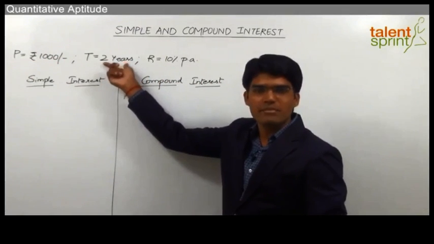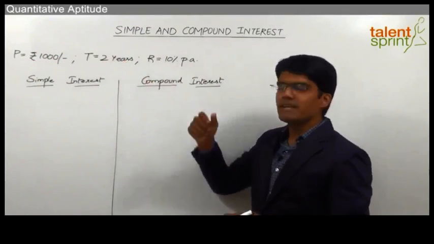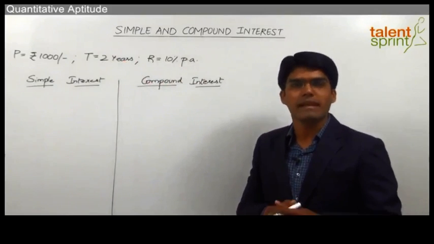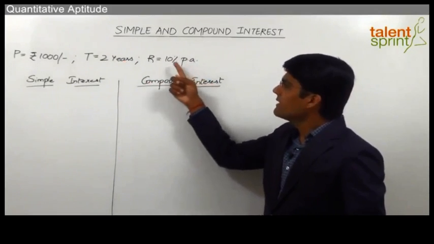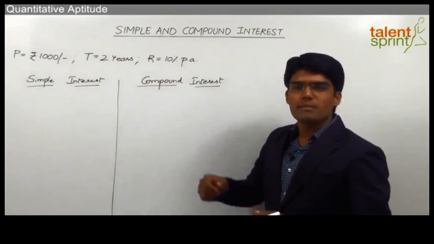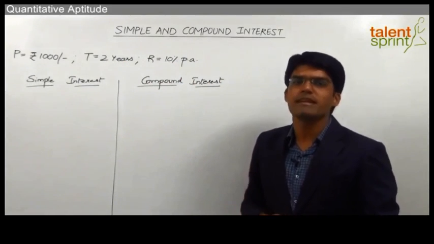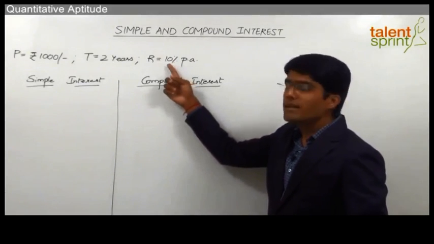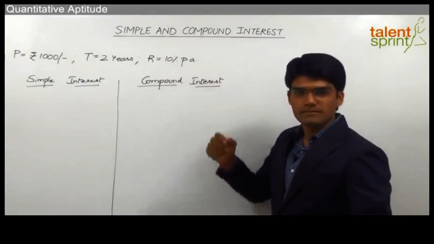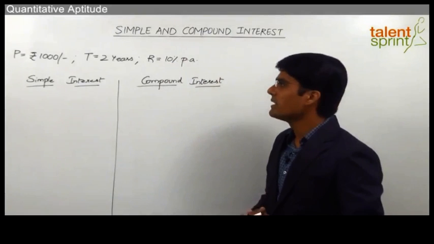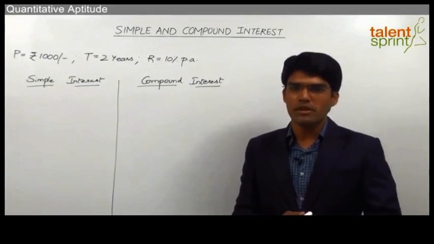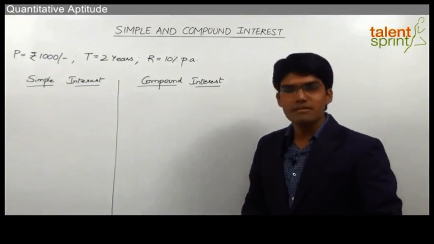So there is a time period of 2 years, and the rate of interest is 10% per annum. That means every year 10% of the principal amount has to be paid. Or we can understand that for every 100 rupees that has been borrowed, the person has to pay 10 rupees per year. So these are the three values: 1000 rupees which has been borrowed for a period of 2 years at 10% per annum.